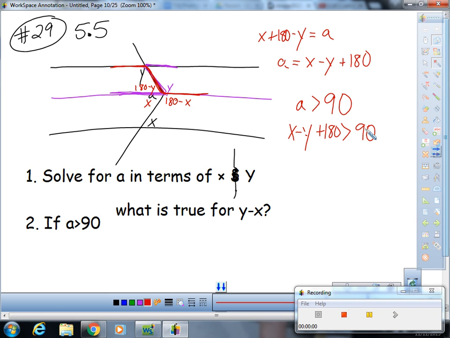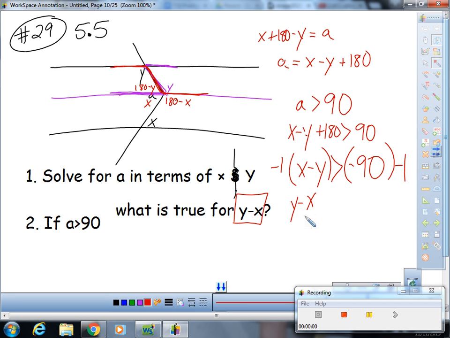It says what is true for y minus x. Okay, we can get there. X minus y is bigger than negative 90, right? Multiply each side by negative 1. Why would I multiply each side by negative 1? That gives me y minus x. Do you see how that gives that to me? It actually gives me minus x plus y, but what's the difference? Okay, transitive. Now, what is this thing? What happens to this thing? It flips, and so there you go.